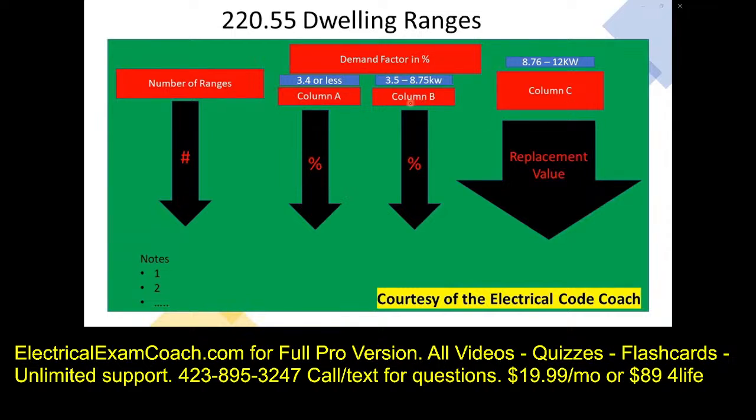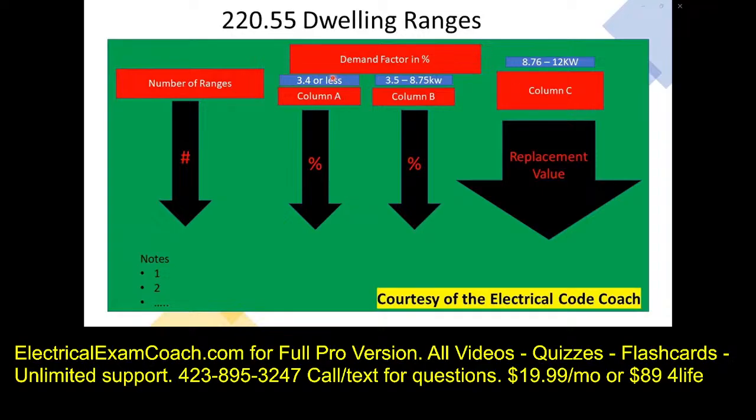It's column A and column B that are grouped together under the demand factor in percentage column. And the reason that's so important for us to watch out is because column A and column B are multipliers. They're actual demand factors. But column C is a replacement value, and you'll understand more of what that means as we get farther through this video.